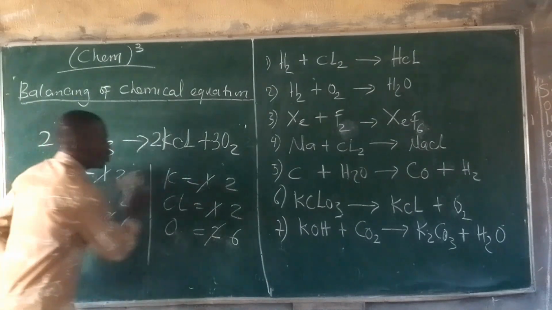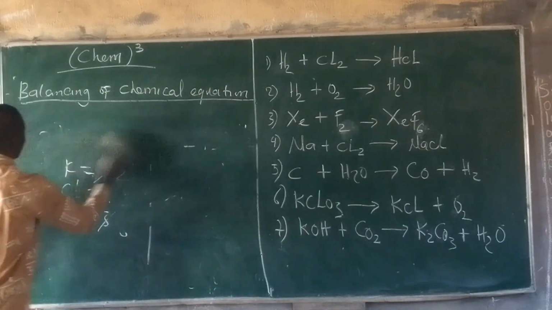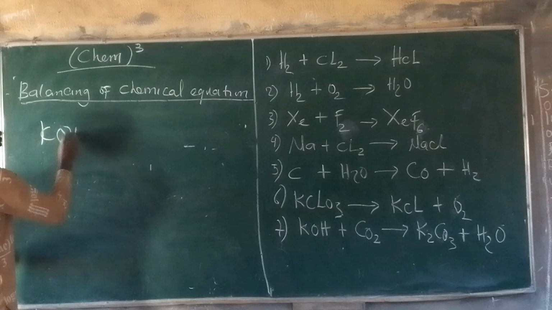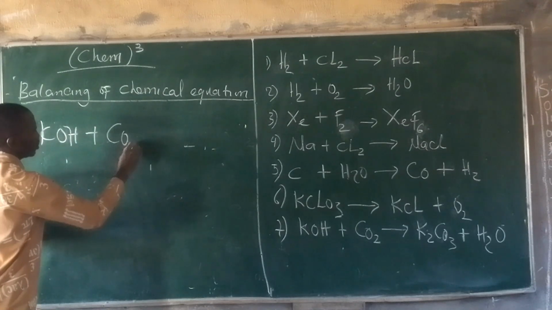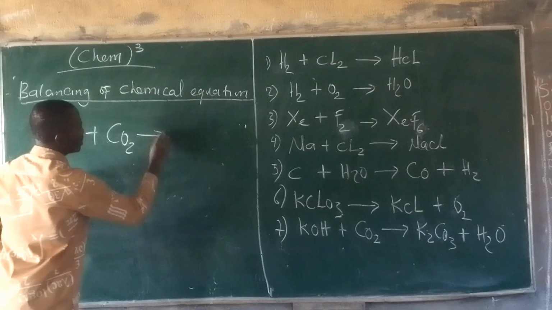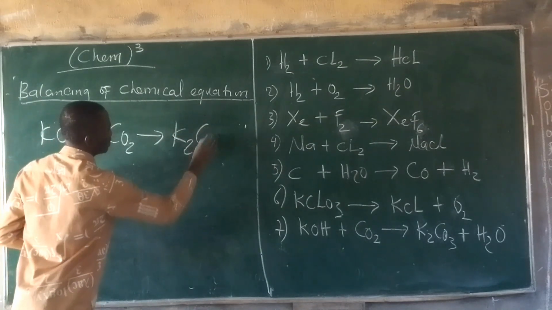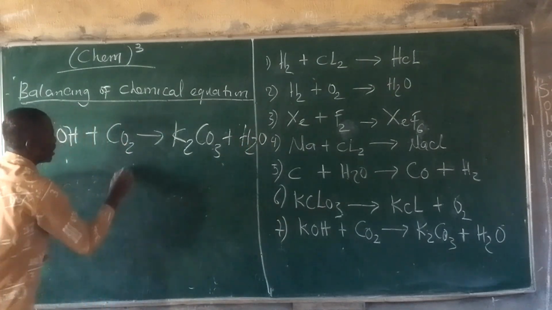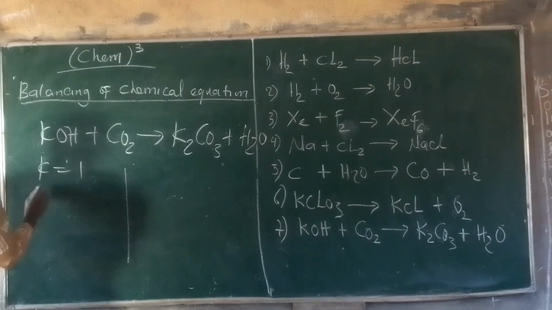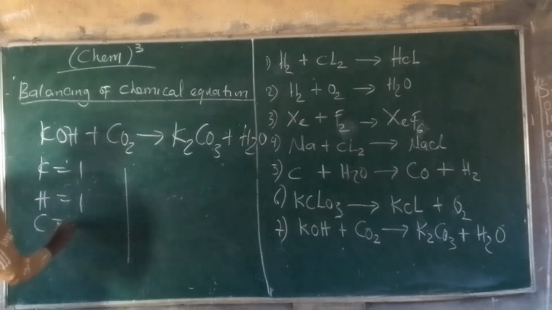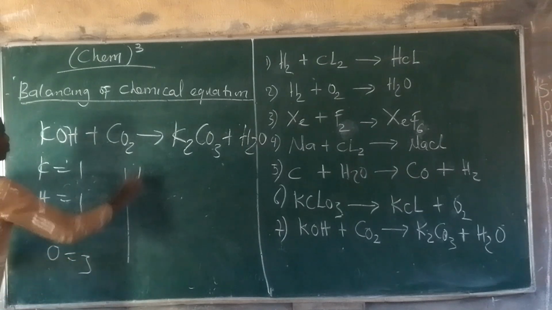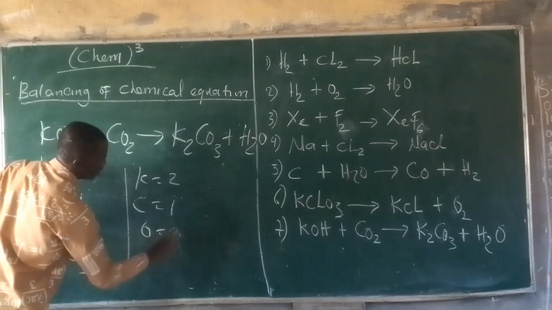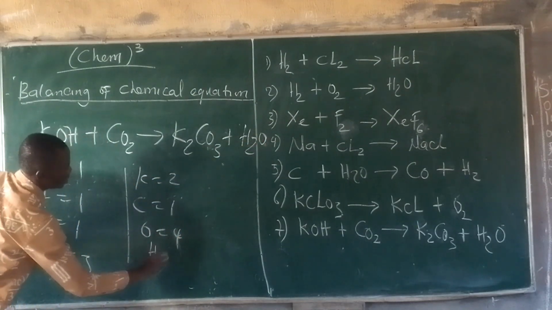So we go to the next one. The next one over there is potassium hydroxide plus CO2, which gives me this, and then this. Alright, now let's list out the number of atoms we have. We have potassium 1, hydrogen 1, carbon 1, oxygen 3, potassium 2, carbon 1, oxygen 3 plus 1, that is 4, 3 here, 1 here, hydrogen 2.